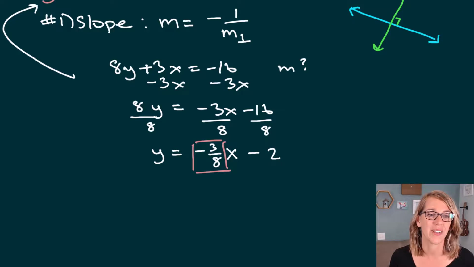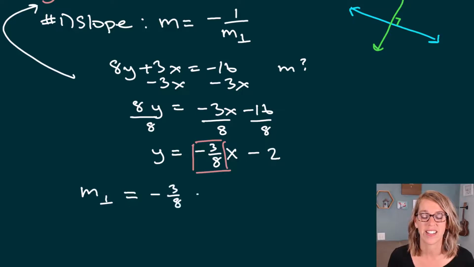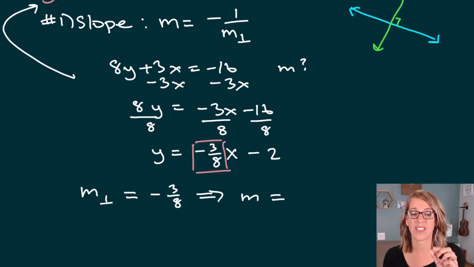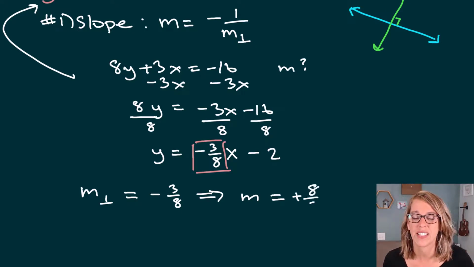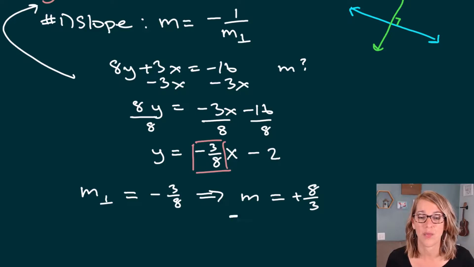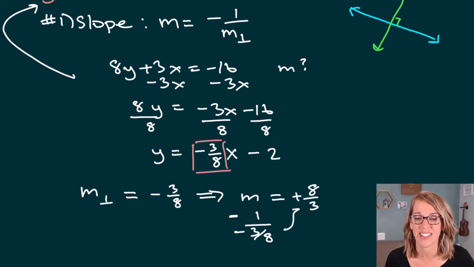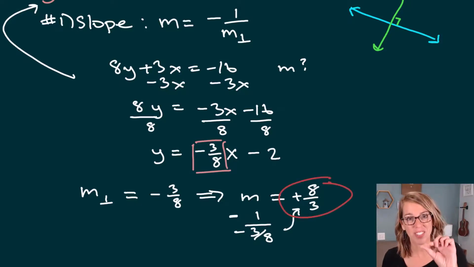So if m perpendicular is equal to negative 3/8, this means that the slope that I'm looking for has the opposite sign, so it's going to be positive. And I'm going to take the reciprocal of my fraction. I'm going to flip that fraction. So it is 8/3. Now I could do the 1 over negative 3/8. You can just trust me that that works out. But I think it's so much easier to find the slope, change the sign, take the reciprocal of the fraction.